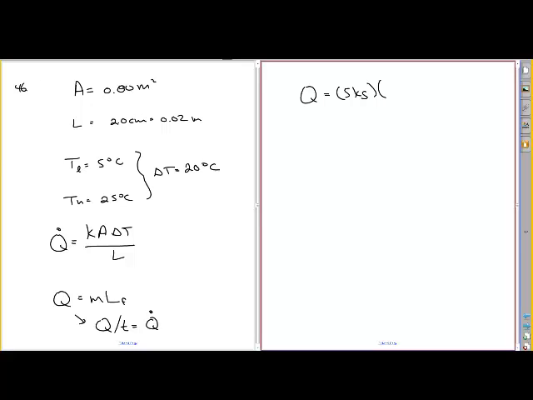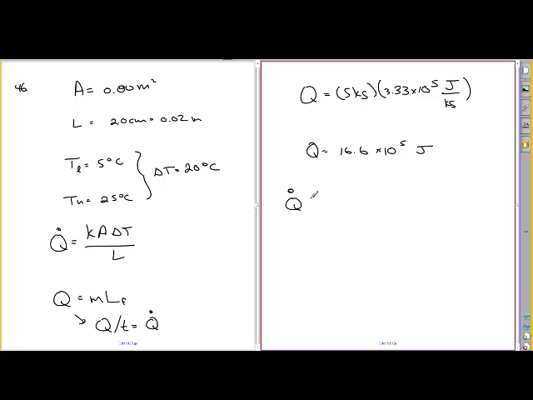So we have to go to the table for water. For water, latent heat of fusion is 3.33 times 10 to the 5th joules per kilogram. So I'll check my calculator, 5 times 3.333, so we get 16.6 times 10 to the 5th joules.